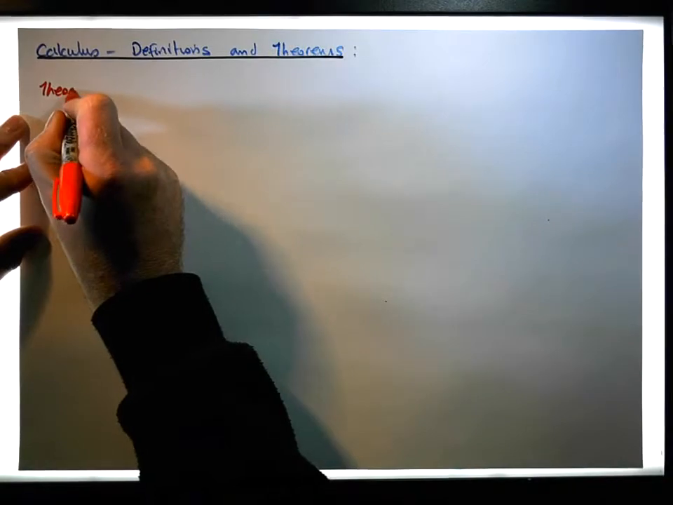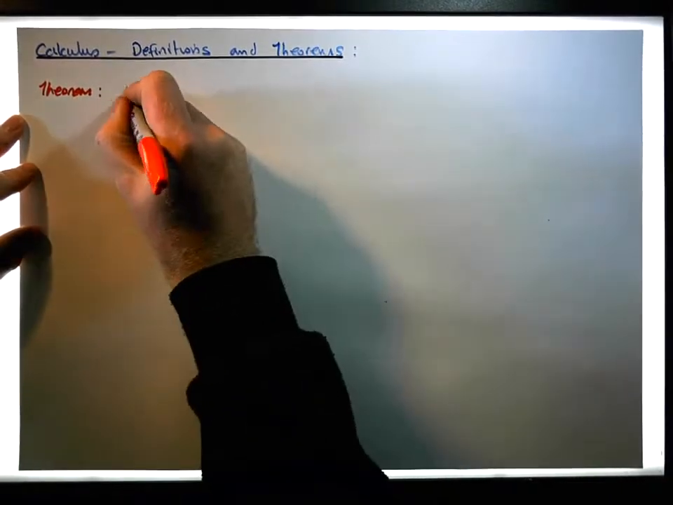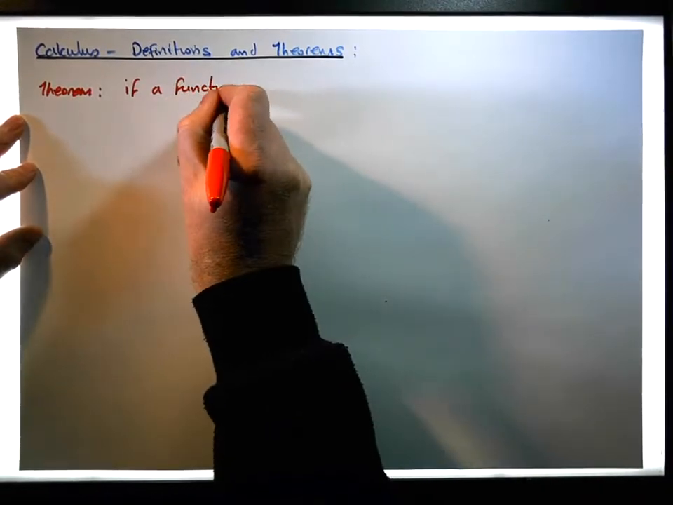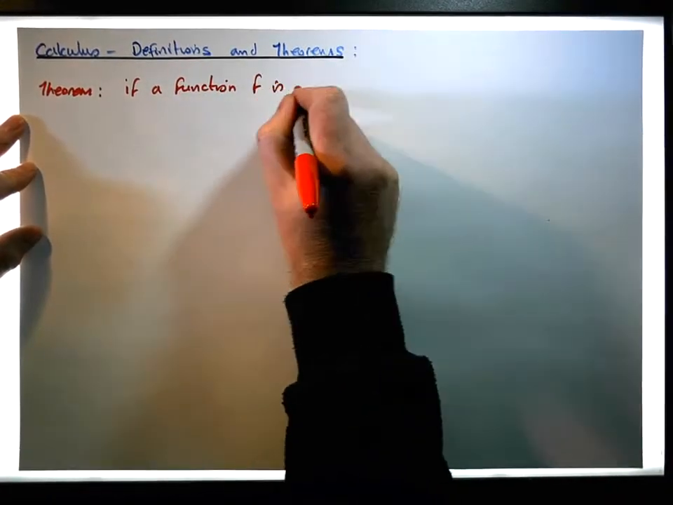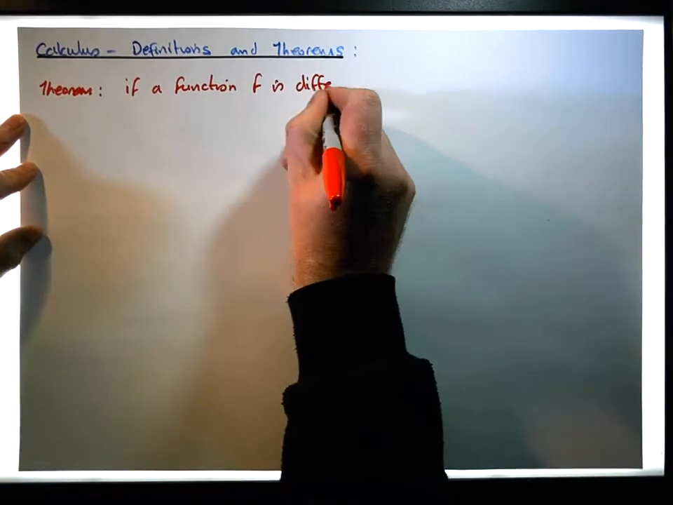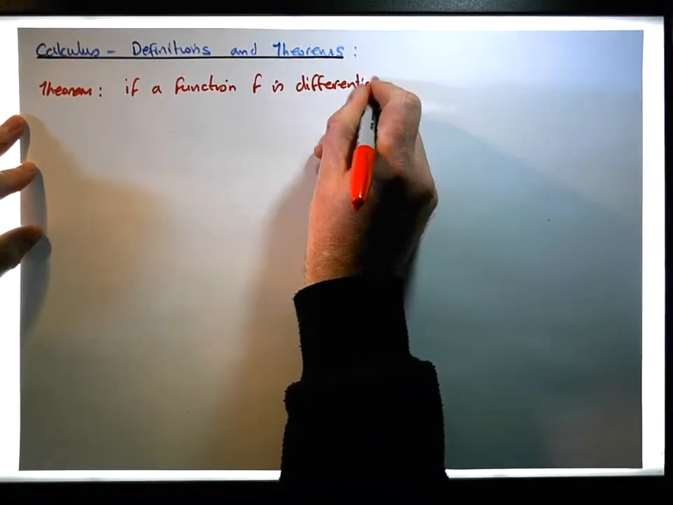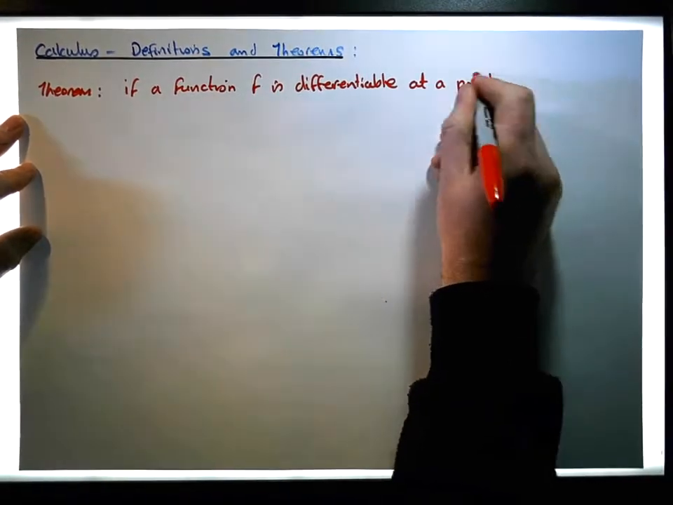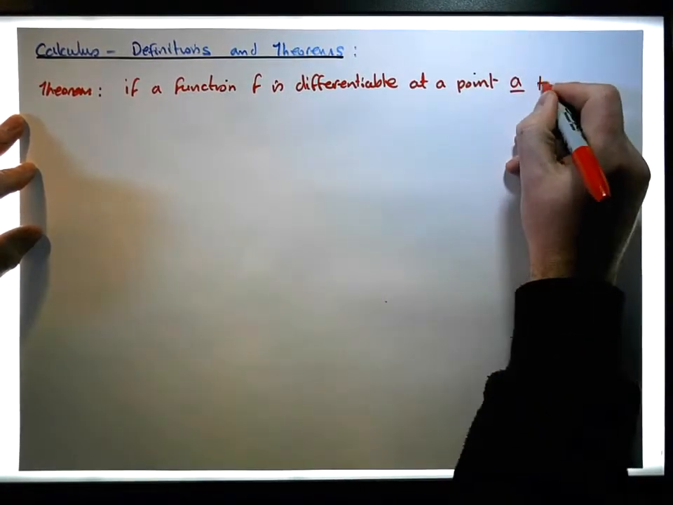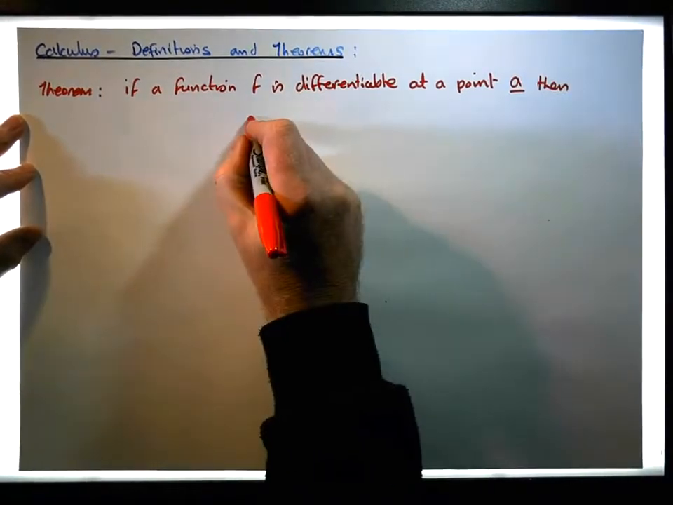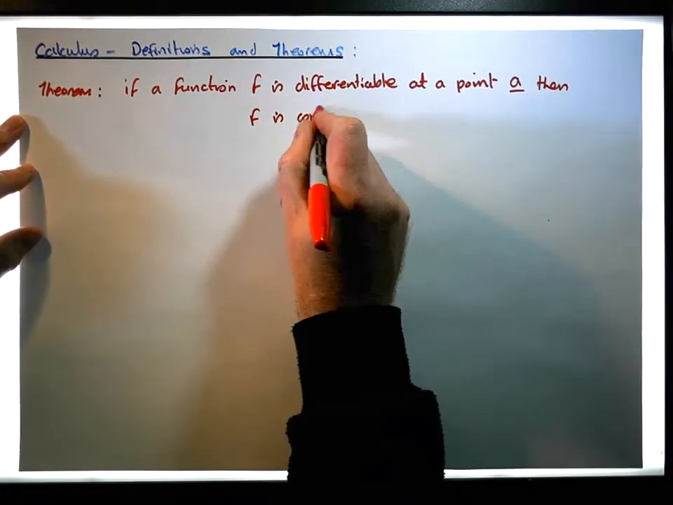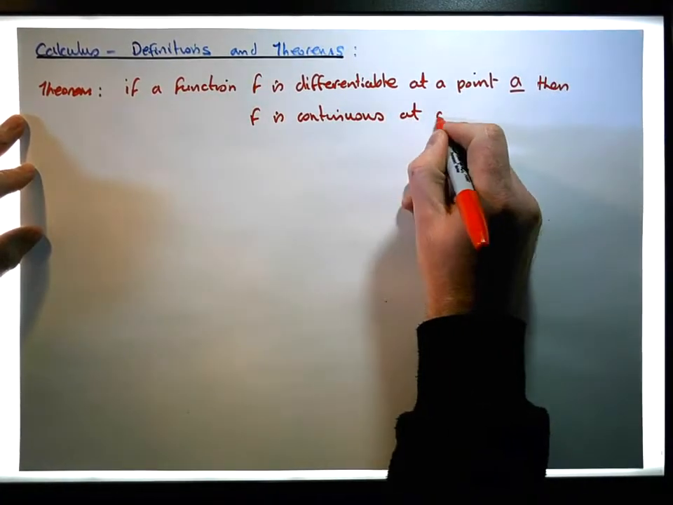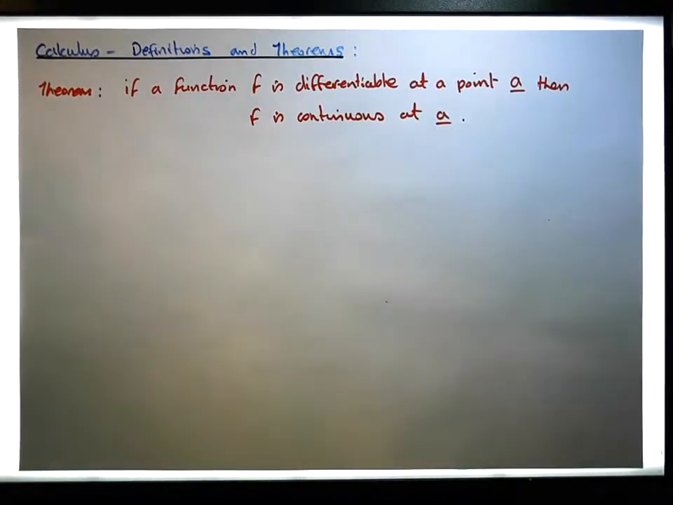The theorem that we'd like to prove is that if a function f is differentiable at a point, let's say a, then f is continuous at a. So that's important. This is what we want to try to prove.